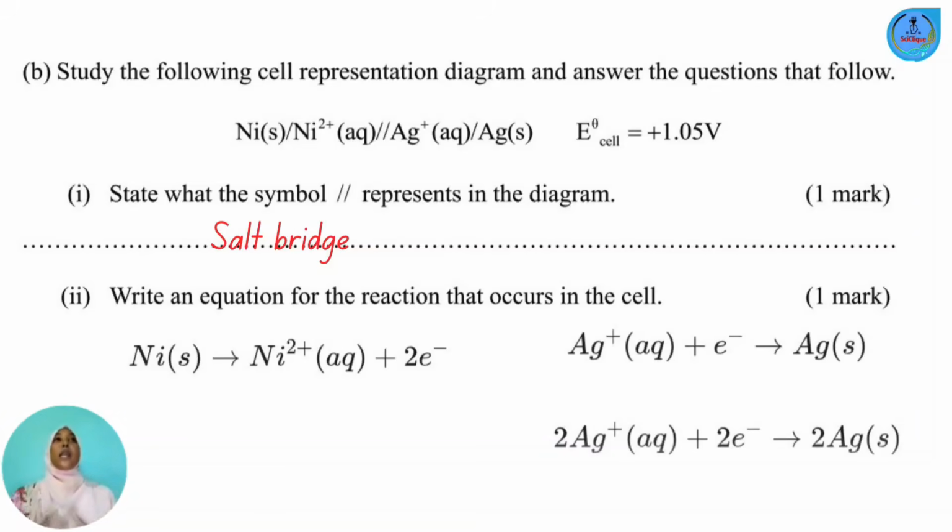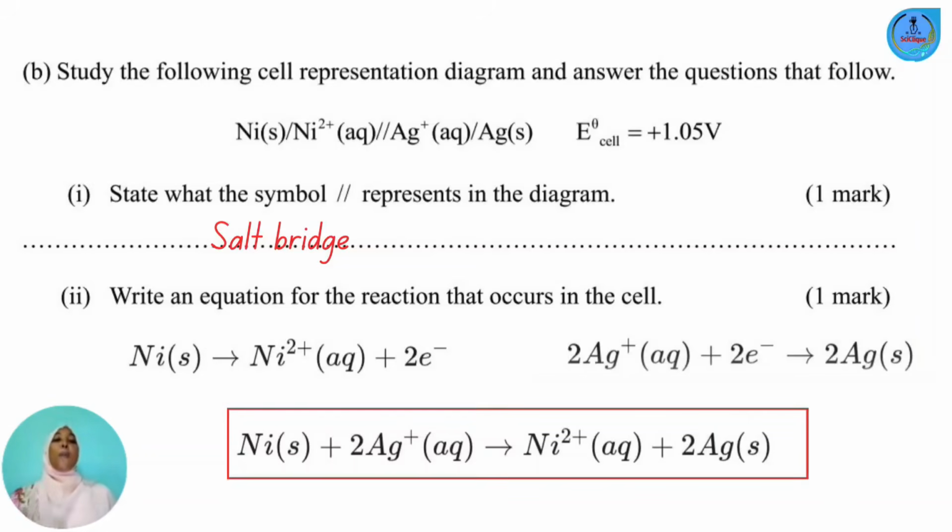Now, I would like to say this. In most cases, when it comes to the anode, it's always atoms that lose electrons. When it comes to metals, like in this case, we have nickel and silver. If you have such a setup, at the anode, it's going to be the metal atoms losing electrons to form ions. At the cathode, it's going to be the metal ions gaining electrons in order to form atoms.